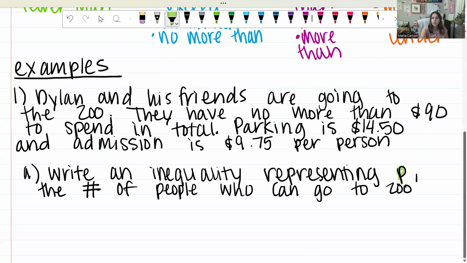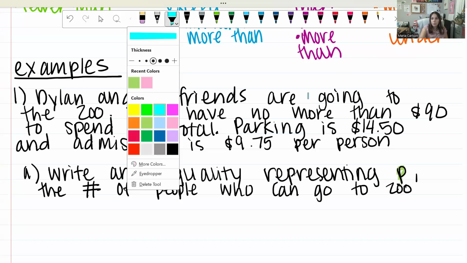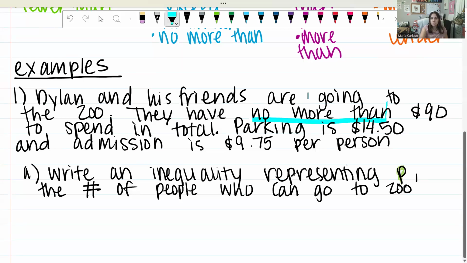We do know they have $90 to spend, and they can spend, this is a very important word here, no more than, or a very important phrase, no more than $90. We know that a part of their $90 has to go towards parking, right? They're going to drive there. They're going to need to park their car.